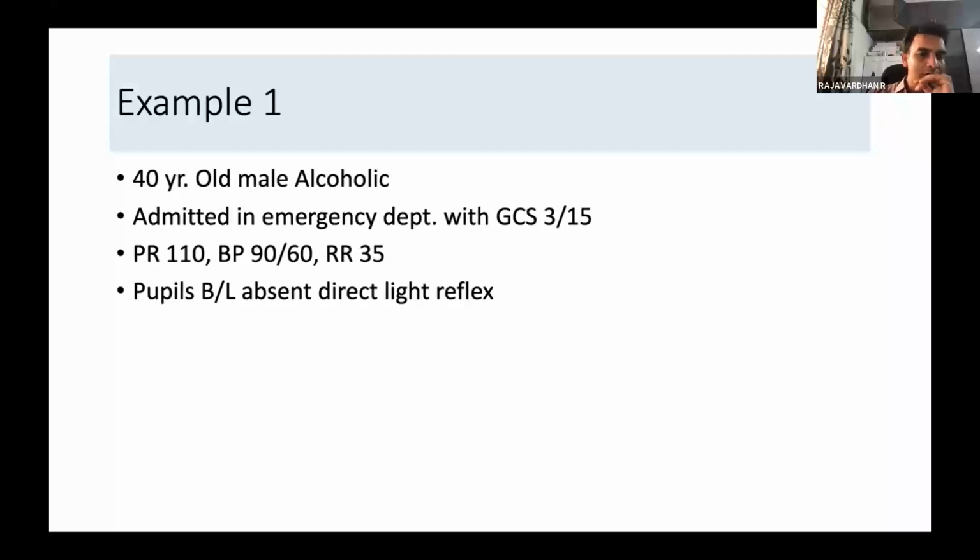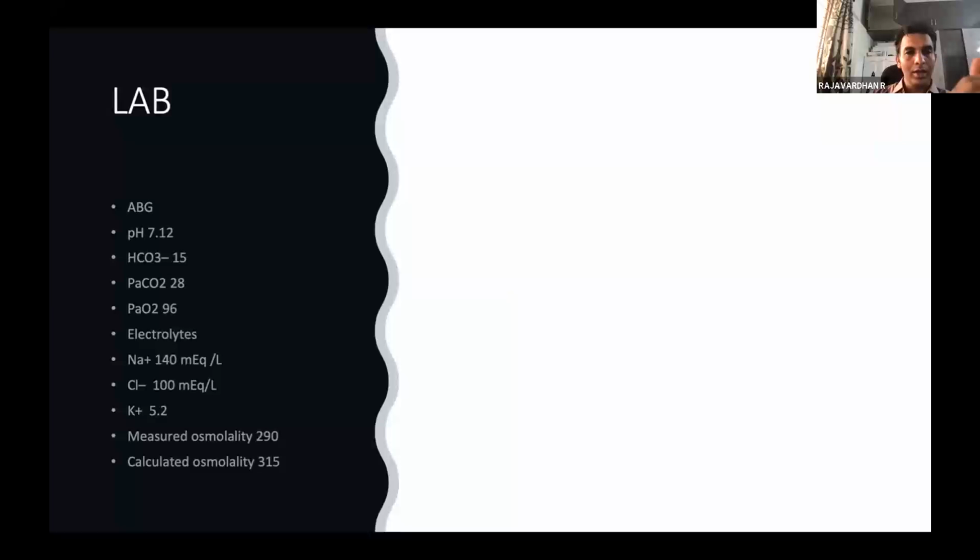This is the first example. A 40-year-old male alcoholic is admitted to the emergency department with GCS of 3/15, heart rate of 110, BP of 90/60, respiratory rate of 35. His pupils are bilaterally dilated, direct reflex absent. This is an ABG along with some other labs: pH of 7.12, bicarb of 15, PCO2 of 28, PO2 of 96. Electrolytes: sodium 140, chloride 100, potassium 5.2. They also measured osmolarity and calculated osmolarity. How will you approach this, Dr. Pradeep?